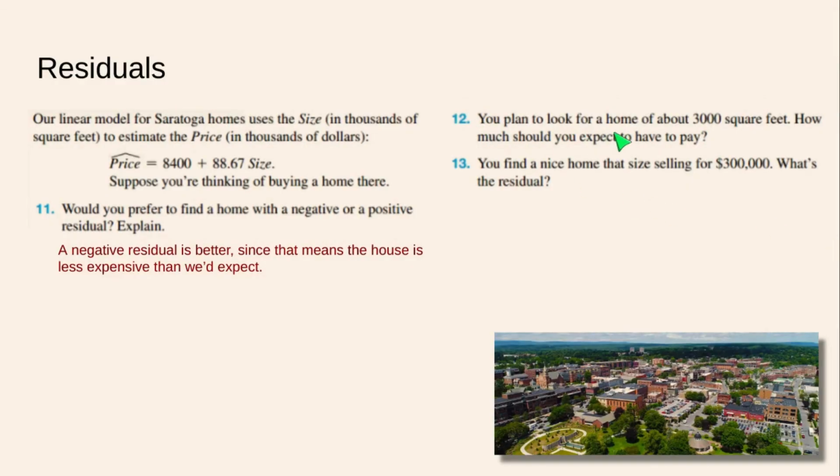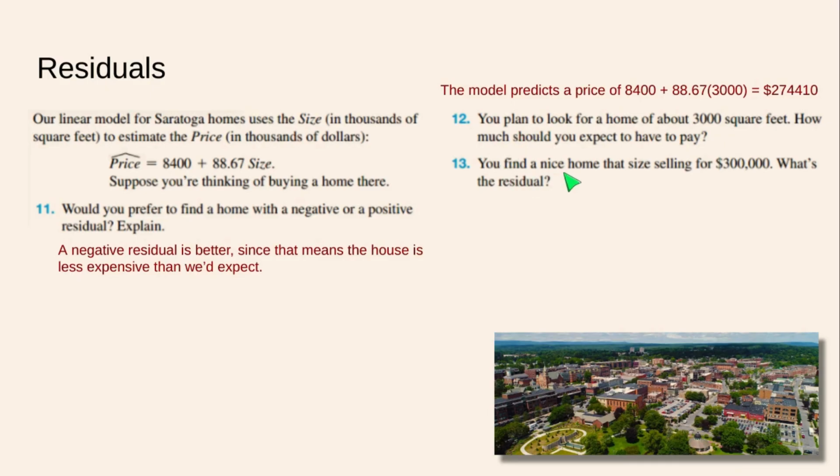You plan to look for a home of about 3,000 square feet. How much should you expect to have to pay? Well, it's just substitution for this one. You have the size of your house in square feet. Substitute it into the model. The model predicts a price of $8,400, that's this $8,400, plus 88.67 times the size of the house in square feet, which is 3,000. Plug and chug, you have $274,410. So now we're set up for 13.